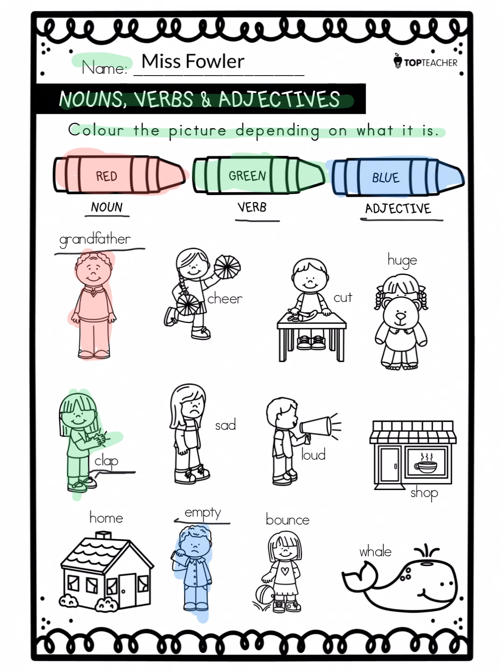It's now your job to complete the whole activity. There are 12 pictures in total that you need to complete, and you need to colour them in red for a noun, green for a verb, or blue for an adjective.